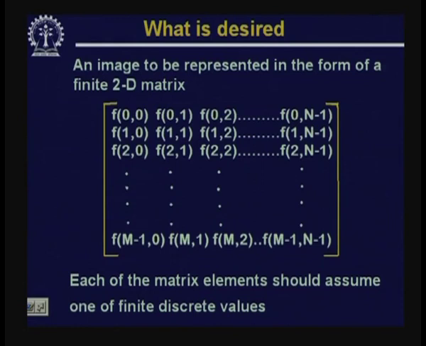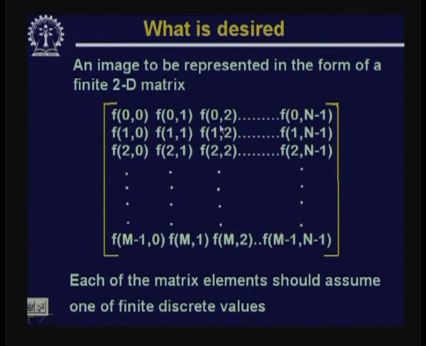So, what is desired is that an image should be represented in the form of a finite two-dimensional matrix like this. This is a matrix representation of an image, and this matrix has a finite number of elements. If you look at this matrix, it has m rows varying from 0 to m minus 1, and n columns varying from 0 to n minus 1. Typically, for image processing applications, the dimension is usually taken as 256 by 256, or 512 by 512, or 1K by 1K and so on. But whatever the size, the matrix is still finite. We have a finite number of rows and a finite number of columns. So, after sampling, what we get is an image in the form of a matrix like this.